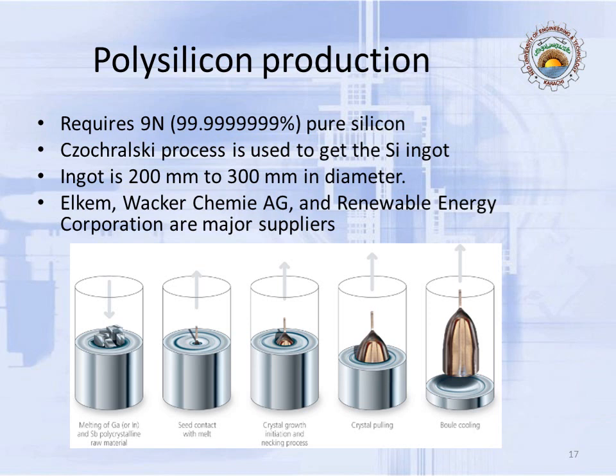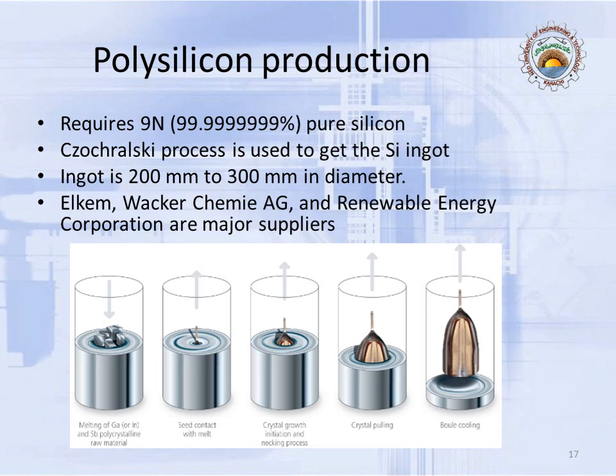Those are the companies that produce pure silicon, because we require absolutely pure silicon for the production of silicon wafers, and that means we require 9N purity. 9N means nine nines, 99.9999999% pure. That much pure. And the process is called the Czochralski process. You can read more about it in some standard literature.